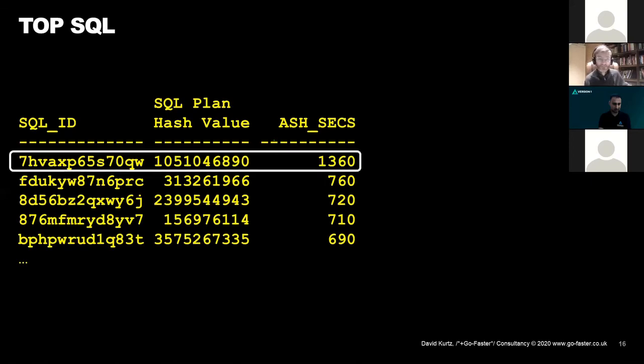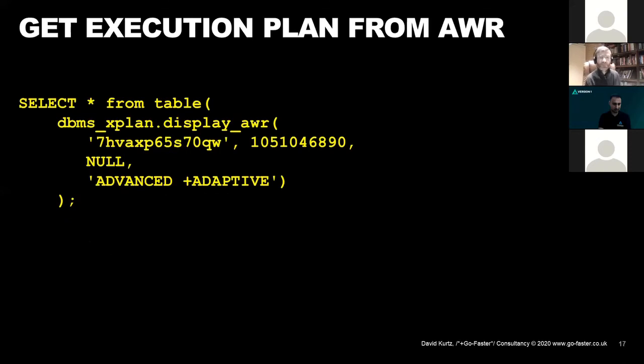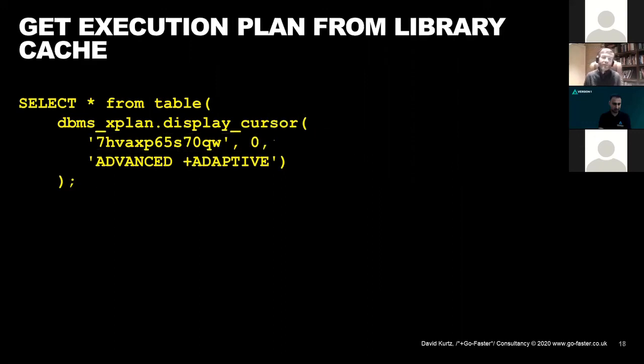So let's take this SQL statement, and I would do something like this. I would now select the plan using DBMS_XPLAN.DISPLAY_AWR and pass that SQL ID and that SQL plan hash value, and I'll get an execution plan. Notice I've used the adaptive keyword. We'll explain the significance of that in a couple of slides. That's if it's coming from AWR. And if it's coming from in-memory, I can do DISPLAY_CURSOR. And this time I pass it the SQL ID and the cursor ID.